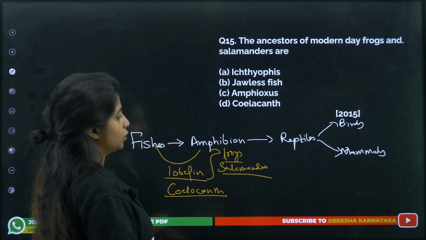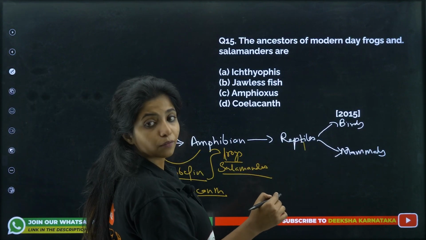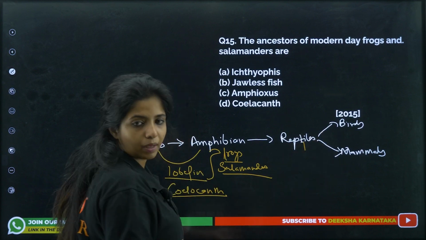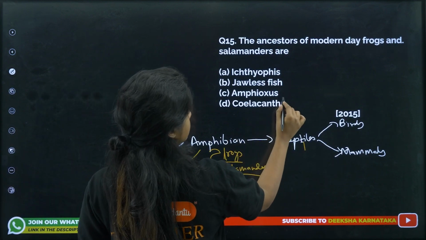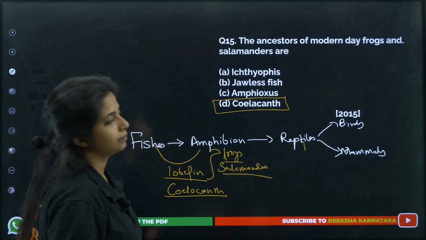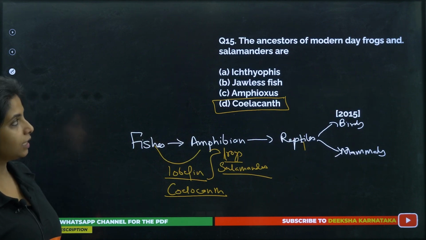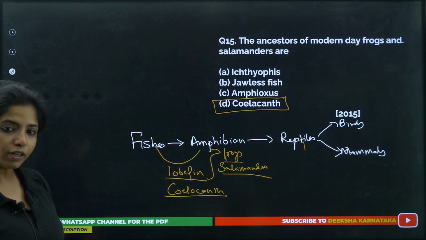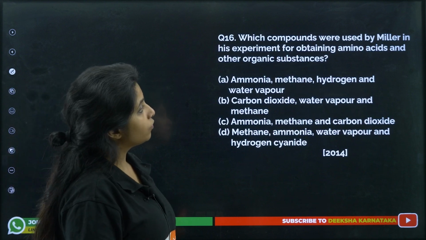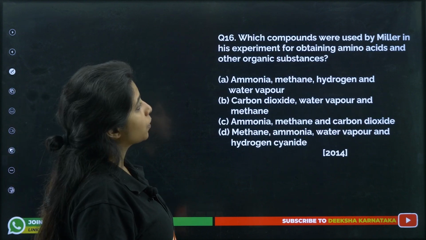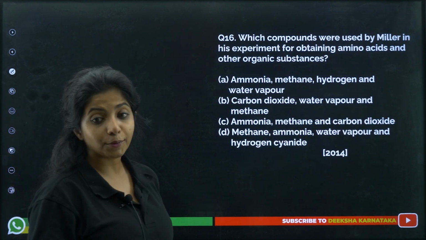Got it? So in reptiles, who come under them, children? Snakes, lizards. Birds, you know, mammals, you know. So basically this is coelacanth. The ancestors of modern day frogs and salamanders are coelacanth. Works? Cool? Next.